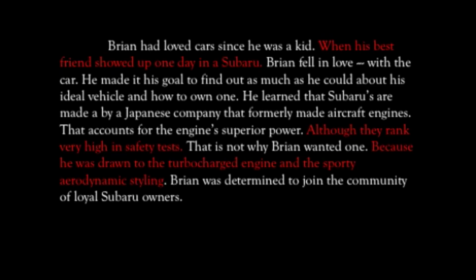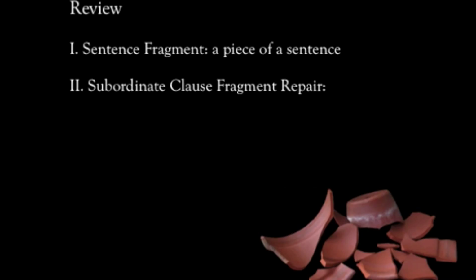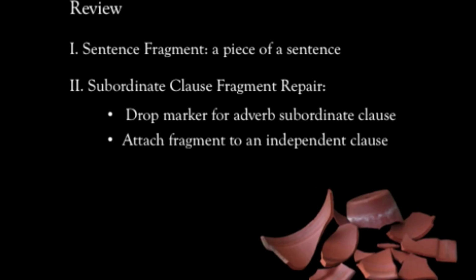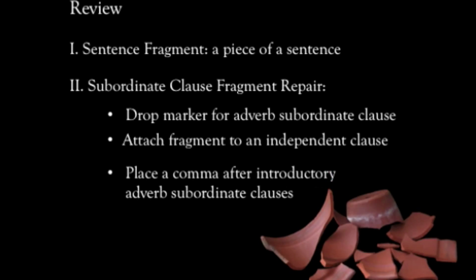Okay, it's time to wrap things up. To review, a sentence fragment is a piece of a sentence that does not express a complete thought. We looked at one type in this video, the subordinate clause fragment. Dropping the subordinate clause marker can sometimes repair this type of fragment. At other times, you'll need to attach the fragment to an independent clause. If you place a subordinate adverb clause first in a sentence, remember to insert a comma after it.